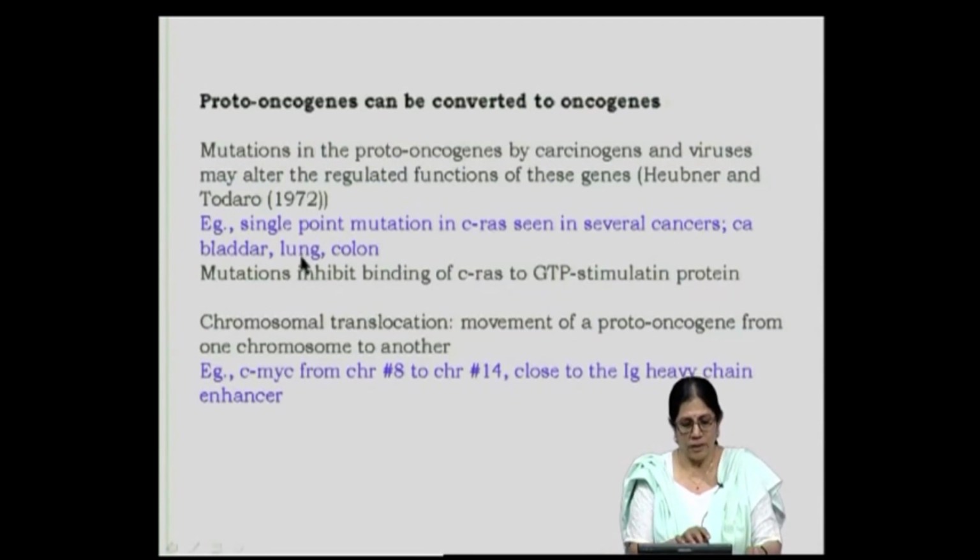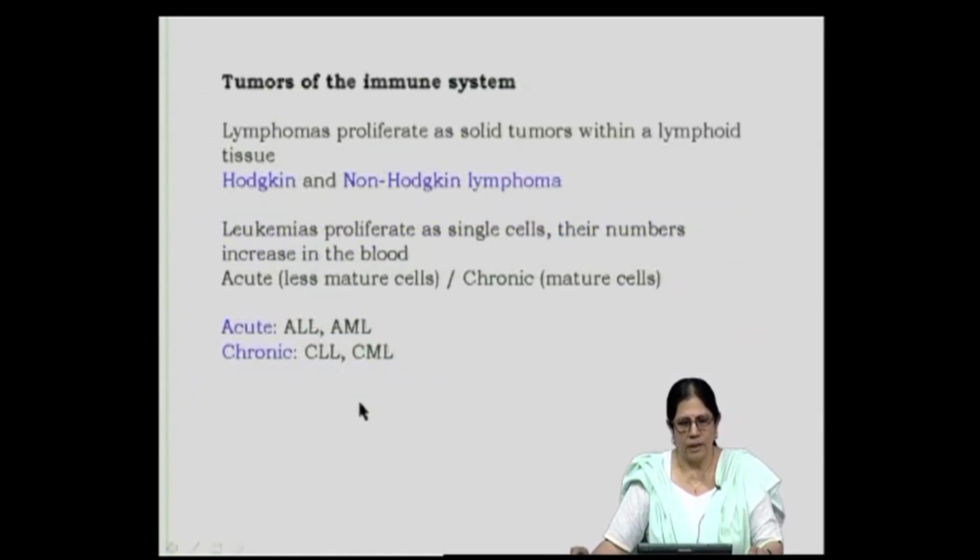It has been shown that a single point mutation in the RAS gene, another oncogene, is seen in several cancers. The next one is chromosomal translocation. Movement of a proto-oncogene from one chromosome to another can also lead to cancers. I will talk to you about this translocation in a while, before which I have to introduce to you tumors of the immune system.